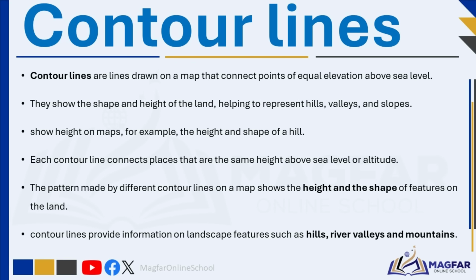Contour lines are a kind of symbol that is used to show height on maps, for example, the height and shape of a hill. Each contour line connects places that are the same height above sea level or altitude. The pattern made by different contour lines on a map shows the height and the shape of features on the land. We use contour lines on maps to provide information about the height and shape of landscape features such as hills, river valleys, and mountains.